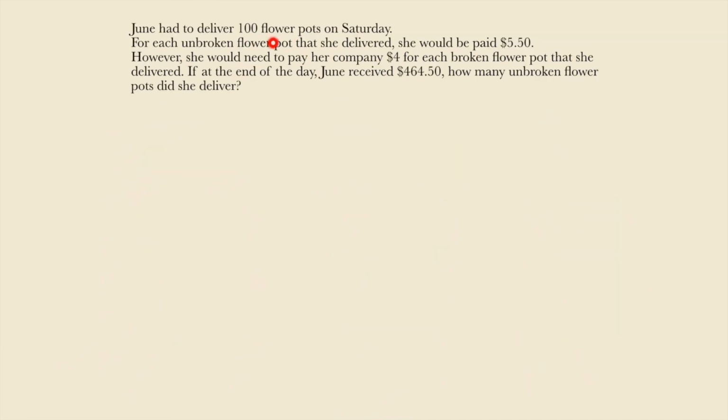June had to deliver 100 flower pots. For each unbroken one, that's a successful delivery, that will be plus $5.50. But she will have to pay her company $4, that's minus $4, okay, for every broken flower pot. Okay, at the end of the day, she received this amount of money. How many unbroken ones, the successful deliveries, were there?